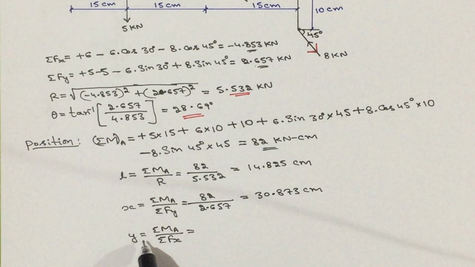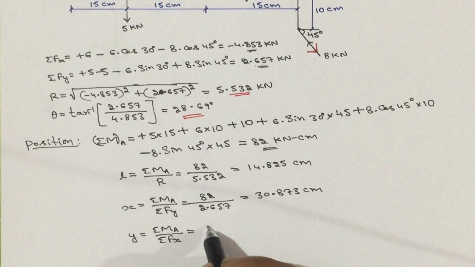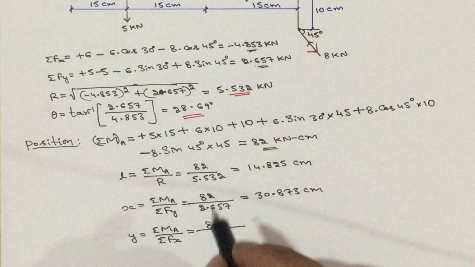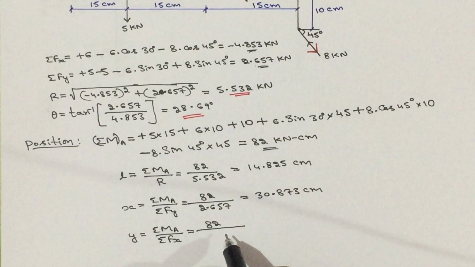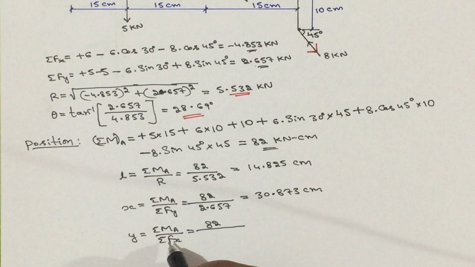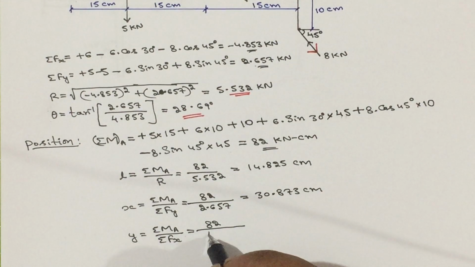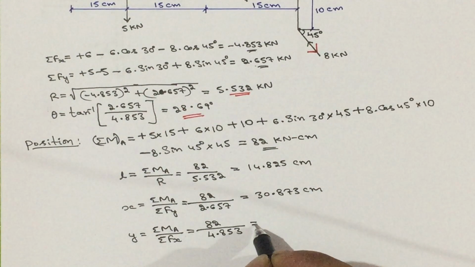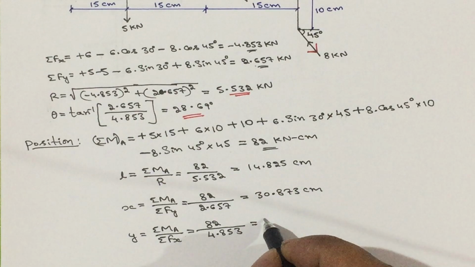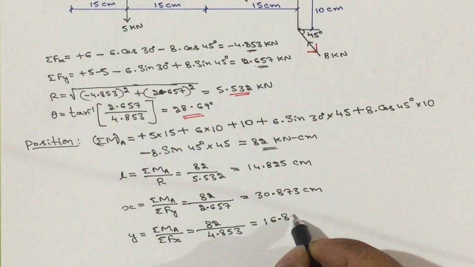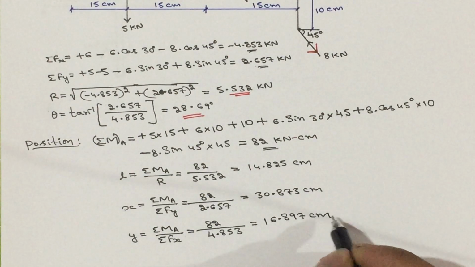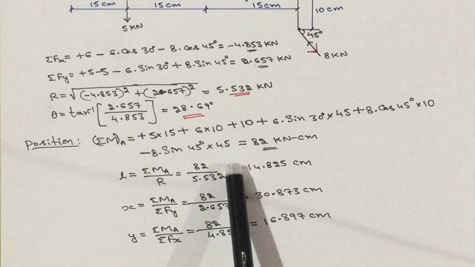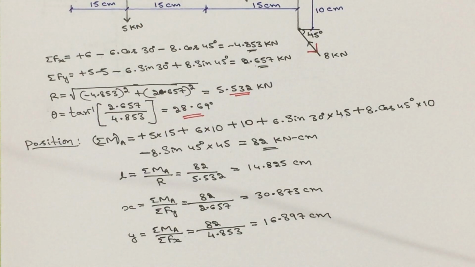Then y-intercept is given by sigma MA, that is 82, divided by sigma Fx, we got it as minus 4.853. In order to calculate the distances, take positive values only, so it will become plus 4.853. You will get it as 16.897 centimeter. So we calculated magnitude, direction and position of the resultant. That's all for this problem. Thank you.